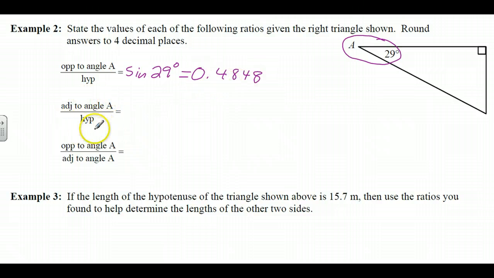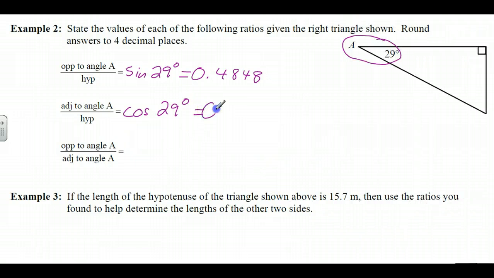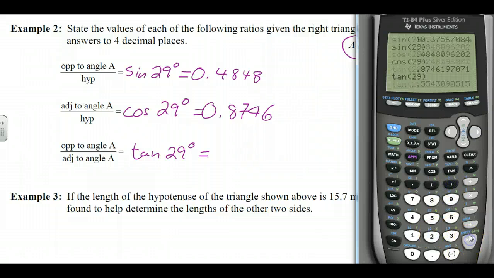And adjacent to A over hypotenuse is the cosine of 29 degrees, which is equal to, cos 29, enter, 0.8746. And opposite over adjacent is the tangent ratio. So we need the tan of angle A, which is the tan of 29 degrees. Tan 29, close parenthesis, enter.